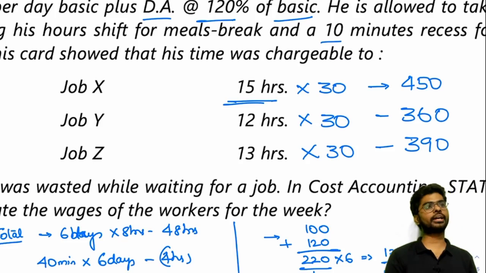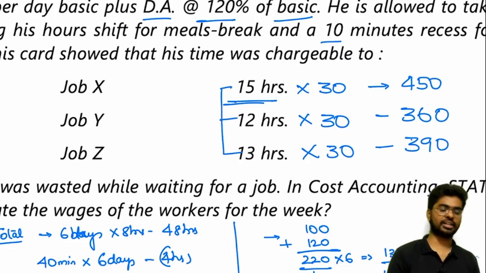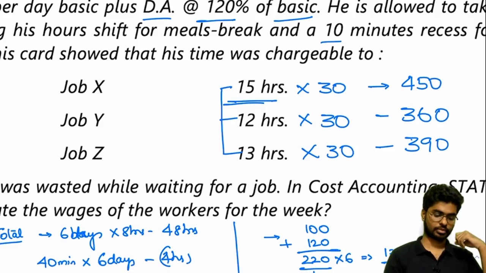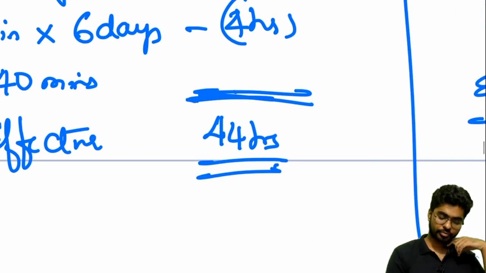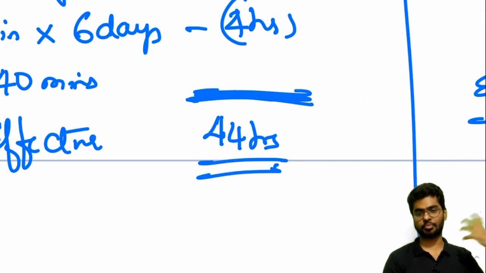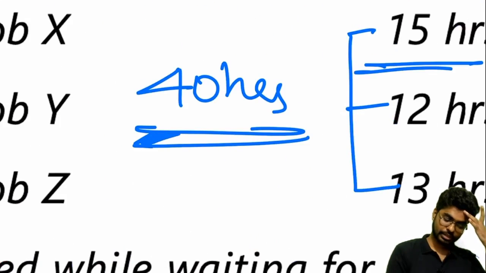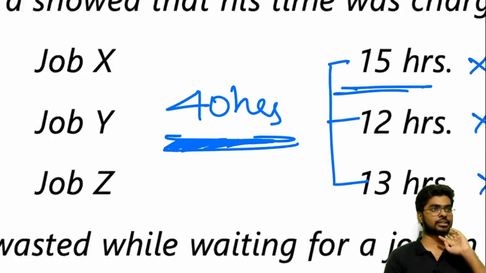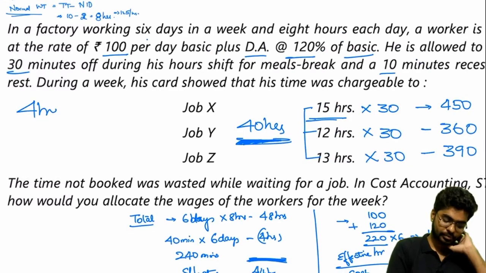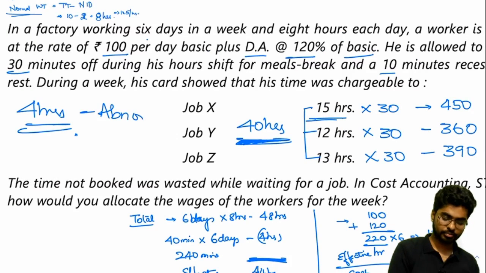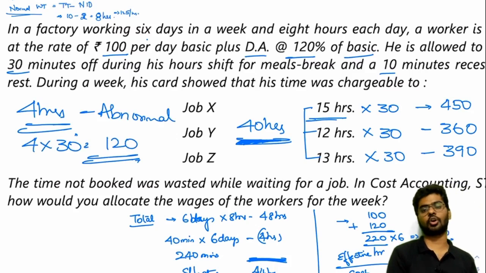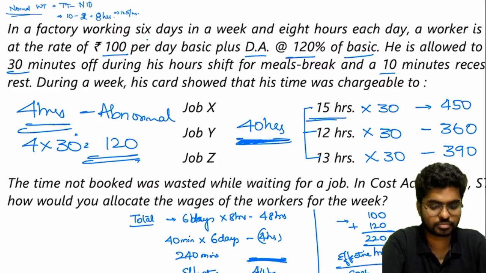Done. Now I want you guys to do two things. One, count this number of hours. This is 40 hours, but my effective time should be how many? 44. My effective time should be 44, whereas you are only billing to the client for 40 hours. That means what is that 4 hours? Normal or abnormal? 4 hours is abnormal. So how much should you charge to the costing P&L? 4 into 30, 120 will go to the costing P&L. Are you clear?